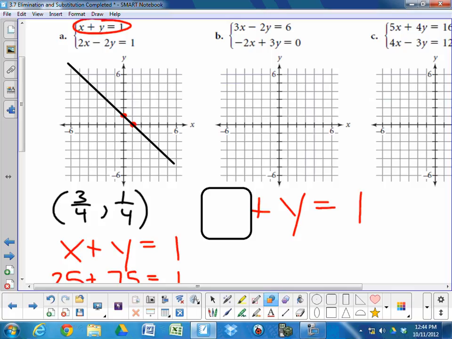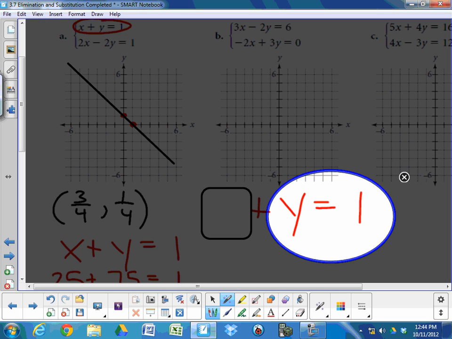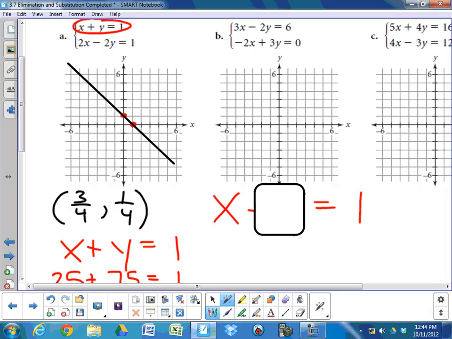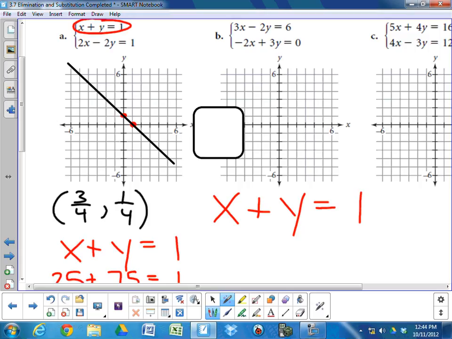That box is hiding the x. And when you cover up the x, what does this statement now say? It says y equals 1. So when you put in 0 for x, y equals 1. On the flip side, what does this statement say when you cover up y? When y is 0, x equals 1. All right? So that's why it's called the cover-up method in some circles of math teachers. Let's look at the next one.